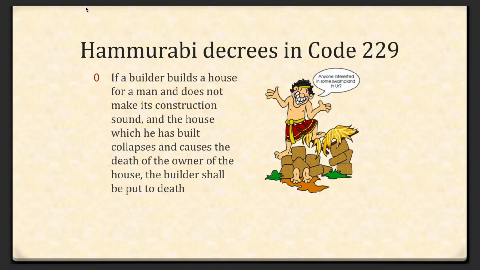Well, Hammurabi says, if a builder builds a house for a man and does not make its construction sound, and the house which he has built collapses and causes the death of the owner of the house, the builder shall be put to death. So if you build a house and it falls and kills the owner, you will also be killed. Are we kind of getting a sense of Hammurabi yet?